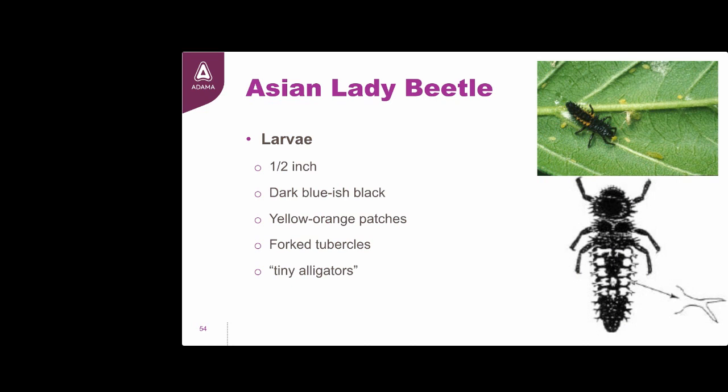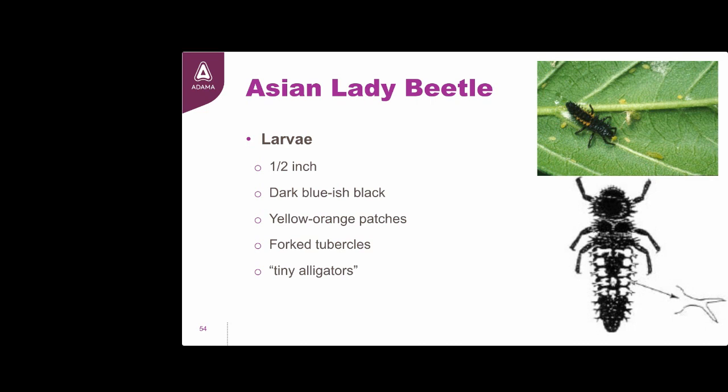But when you think about your stereotypical immature beetle, like a grub that you'd find in your landscape or your yard, those look quite different than what we see here with the Asian lady beetles. As far as coloration goes, they're going to be darkish, bluish, blackish in color. They will have some patches of yellow or orange, and that'll become more pronounced as that larvae continues to grow and get bigger and develop.